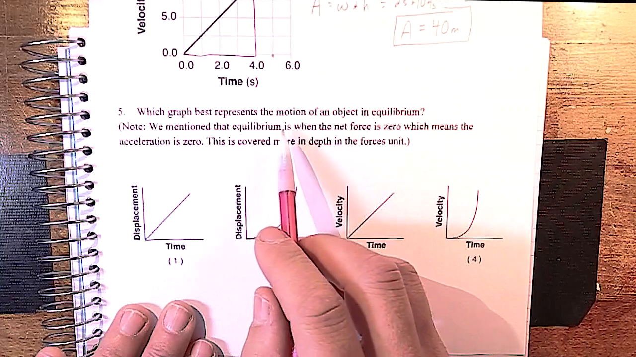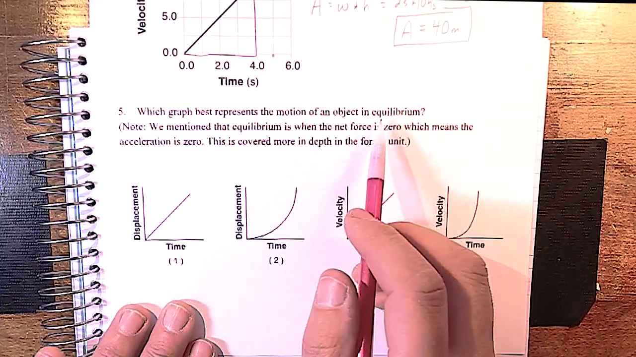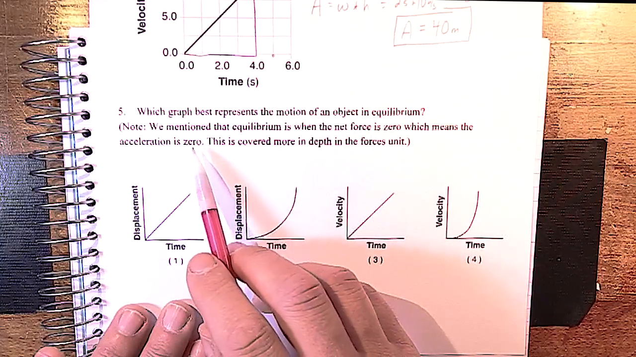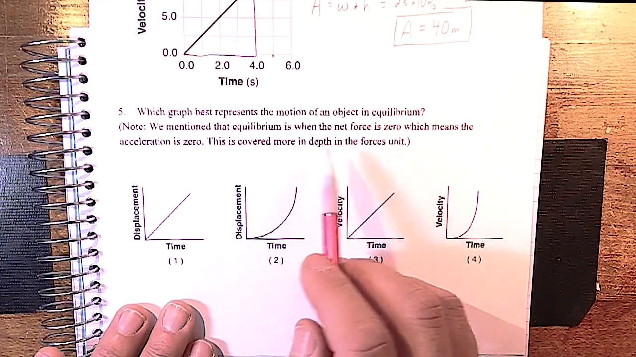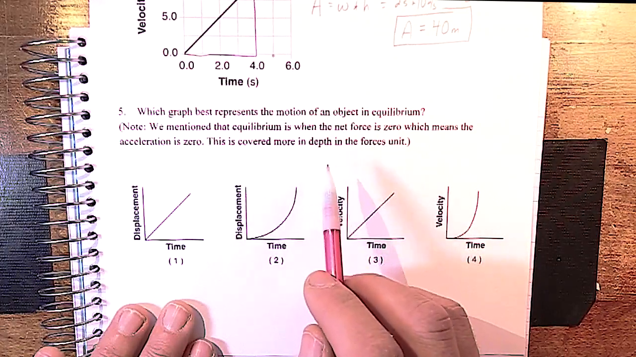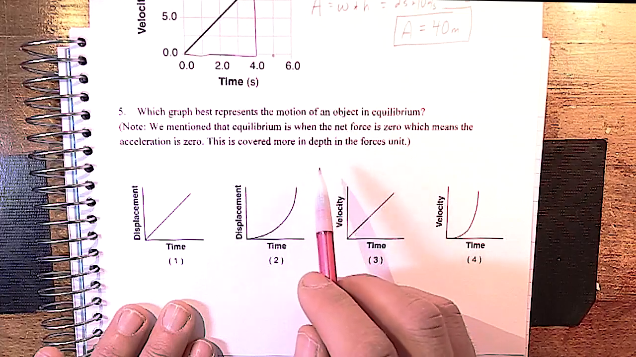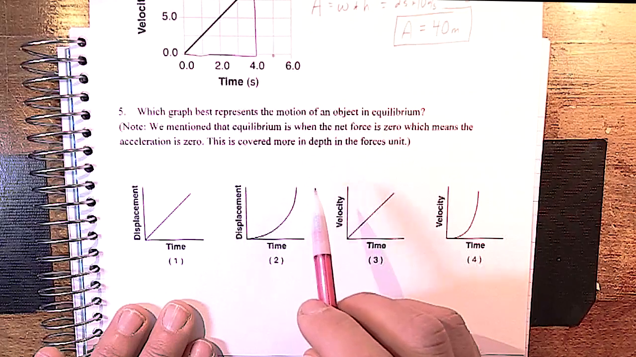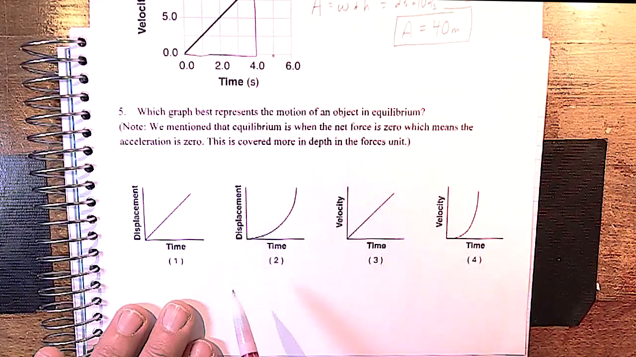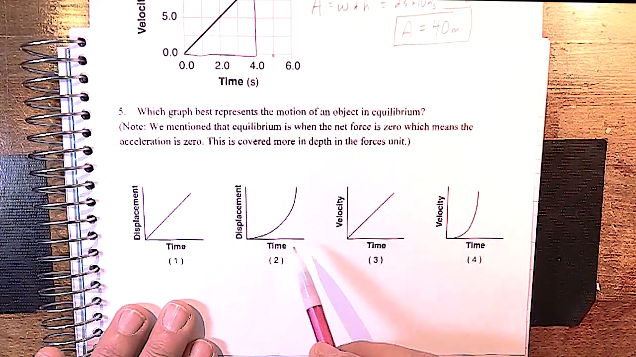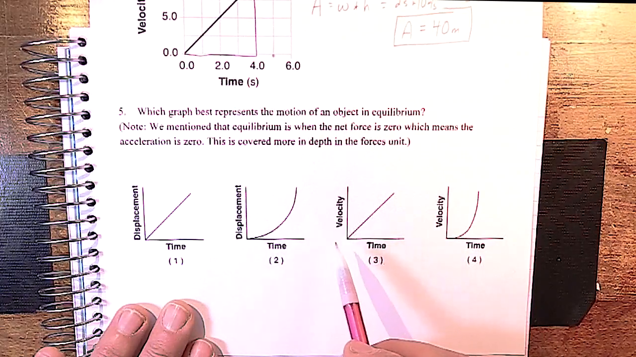Which graph best represents the motion of an object in equilibrium? Now, I added this note here because we haven't done the forces unit yet. When the net force is 0, that's when an object is in equilibrium. When the net force is 0, it means there's no acceleration. But there's 2 different options for the way an object could be moving. It could be stopped, or it could be moving at a constant velocity. So which of these are showing an object that's stopped? Well, none of them. Are any of these showing constant velocity?